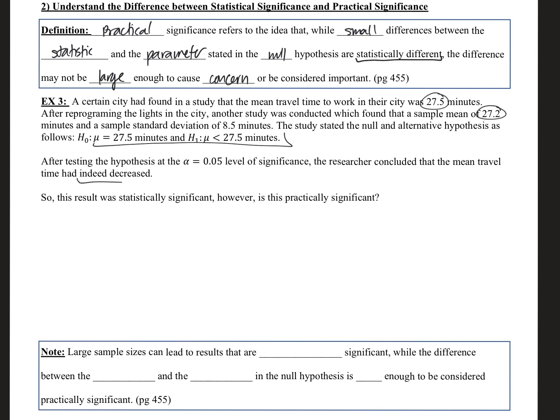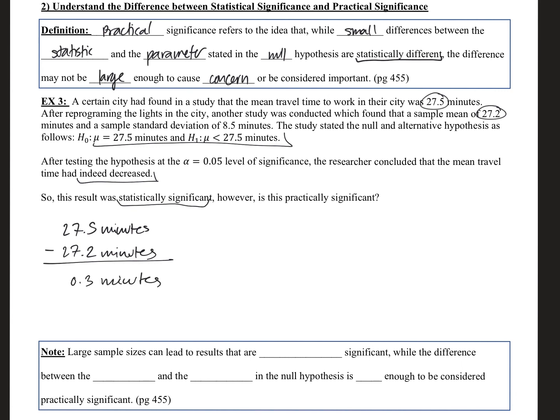had indeed decreased. So wow, we found out the mean travel time decreased. So this result was statistically significant, right? It decreased. However, is this practically significant? What do we mean? Well, remember, the original work time was 27.5 minutes, and it went down to 27.2 minutes. So how far down did that come in terms of minutes? Well, that's just 0.3 minutes.